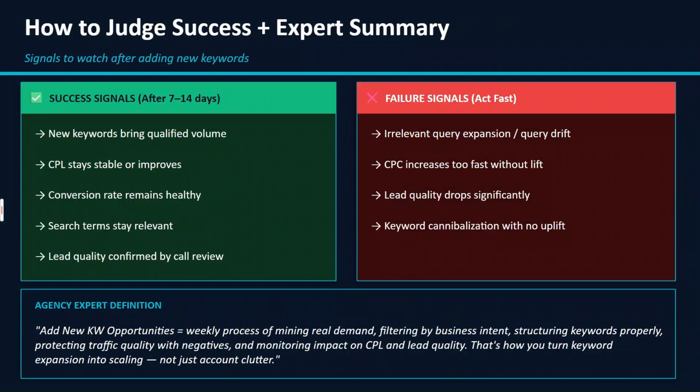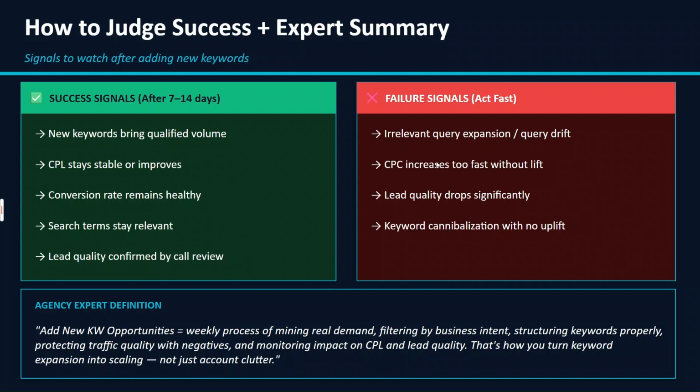Okay. Last slide. How do you know if your keyword expansion is working or not working? Here are the signals to watch after you add new keywords. Success signals: look for this after 7 to 14 days. Your new keywords are bringing qualified traffic. Your cost per lead stays stable or goes down. Your conversion rate stays healthy. The search terms coming in are still relevant. And when you check the call recordings or CRM, the leads are actually good quality.